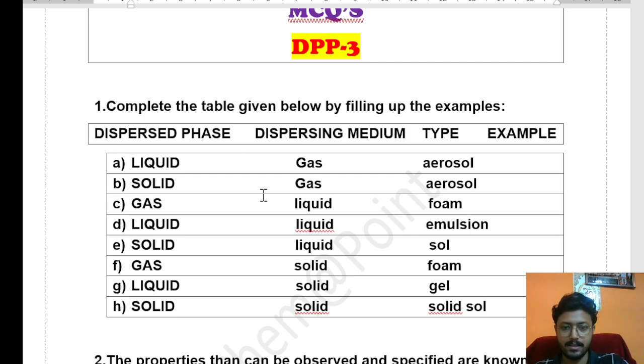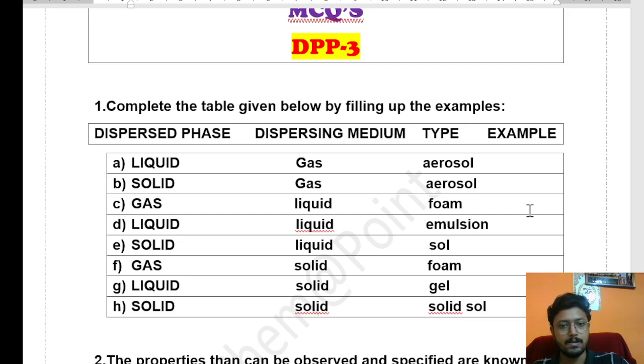The first phase is solid, gas, aerosol, and the example is smoke. Then gas: the first phase is gas, the dispersing medium is liquid, and the type is foam. For examples, all of you know shaving cream. It is also another example, and you also write other examples in the comment box. Many examples are there.